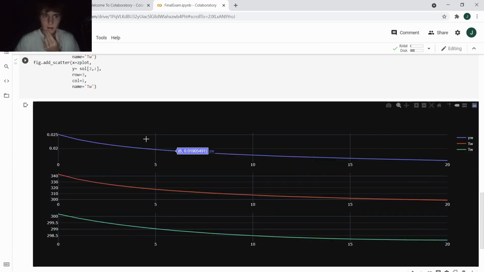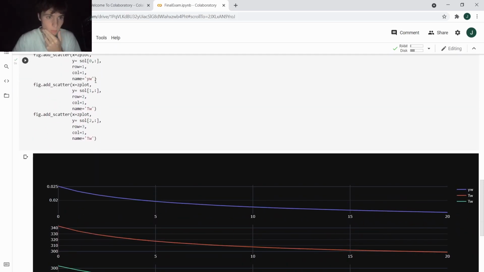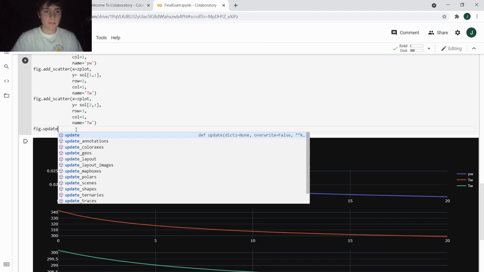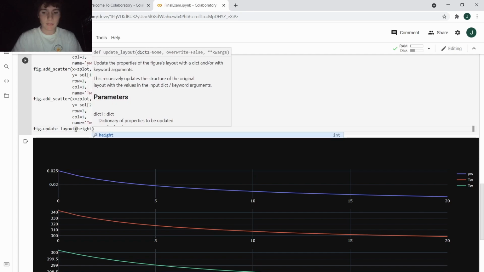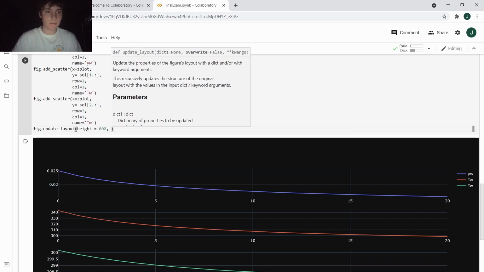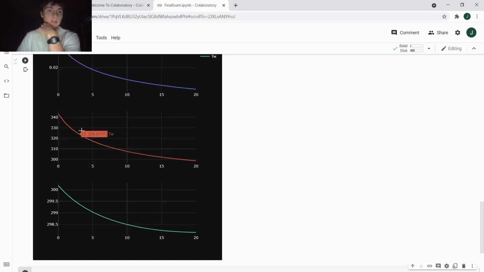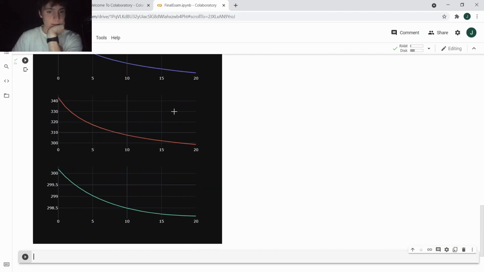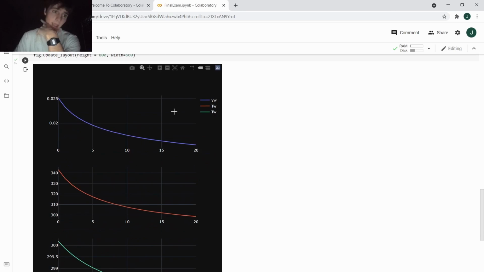And these are our 3 graphs, all in one plot, in one figure. We can even update the layout to make it look nicer. We can change the height to 800, and the width to 600, and see if that makes it look a little bit better. Yeah, that looks nicer. And there we go. We solved our differential equation, and we plotted the solution that we got. Thank you for watching.